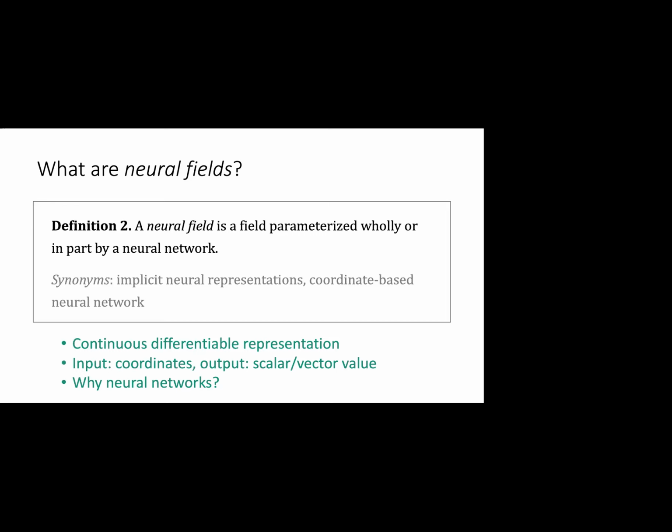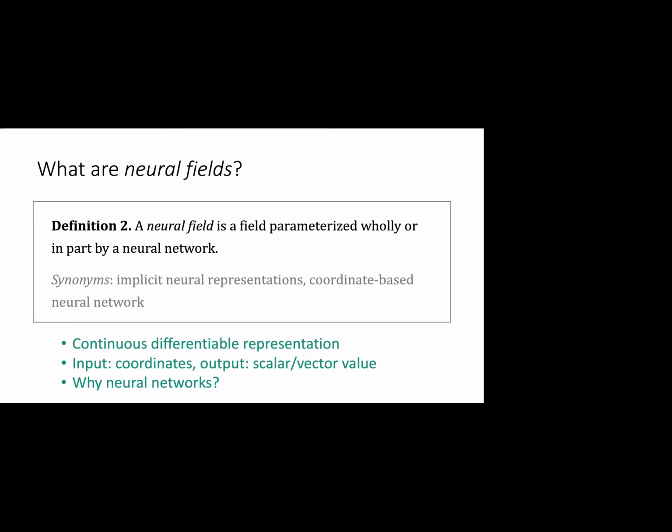So with that said, what are neural fields? A neural field is just a field that we are parameterizing either wholly or in part by a neural network. If you've read related literature, you might see this as implicit neural representations or coordinate-based neural networks. Basically, it is a neural network that takes a position, X, Y, Z, or R theta, or whatever it is, basically a 2 to 3D position usually, sometimes with time, and you output a value, a non-spatial value.